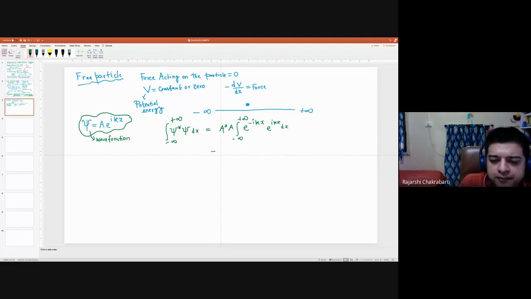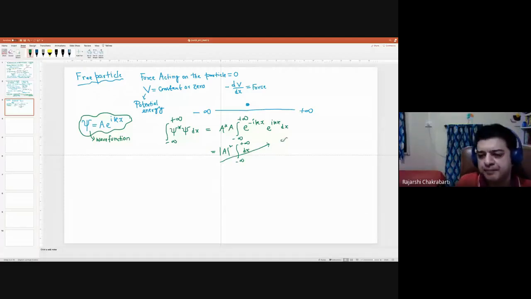And psi star is going to be exponential of minus ikx, into exponential of ikx, into dx. What is the answer? Please tell me what the answer is, you are integrating. It goes to infinity. Blows up. The integral blows up. Are you convinced that the integral blows up?